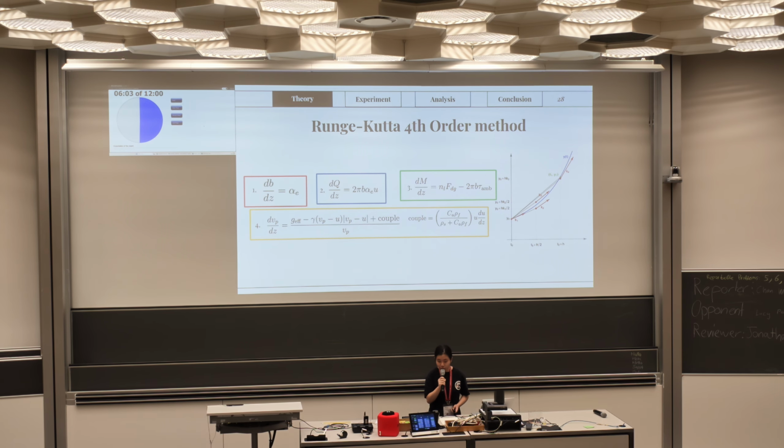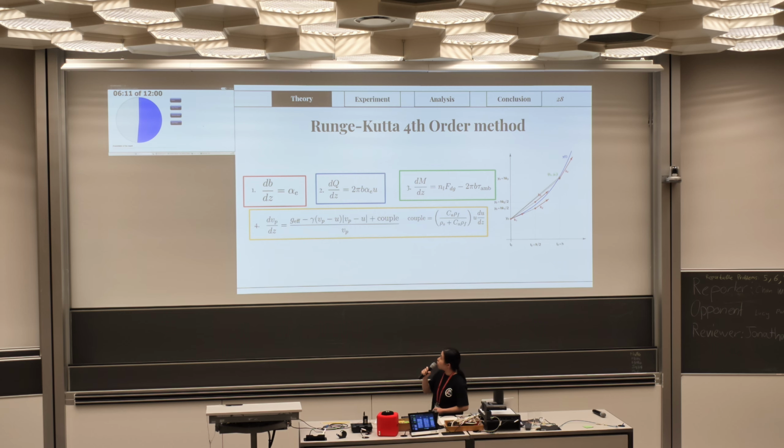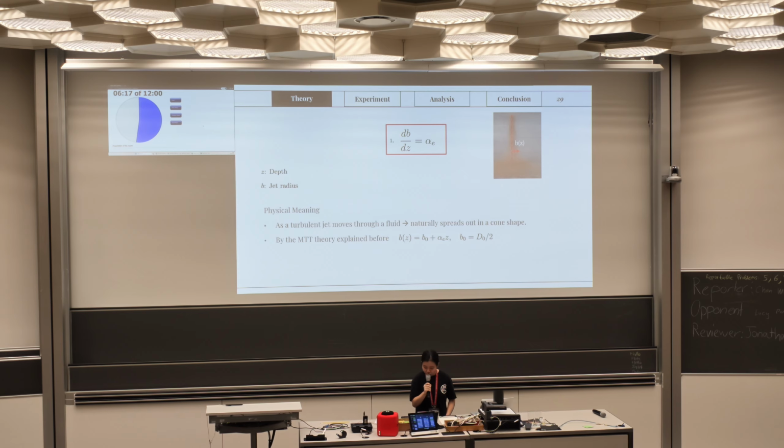As we believe that this model may be too simplistic, though intuitive, I also used numerical methods to model the phenomenon. Using RK4, we can solve the 4 coupled ODEs and find the impact velocity and predict the inner diameter of the crater. The first ODE describes how the jet's radius b grows with depth, in accordance with the MTT plume theory.